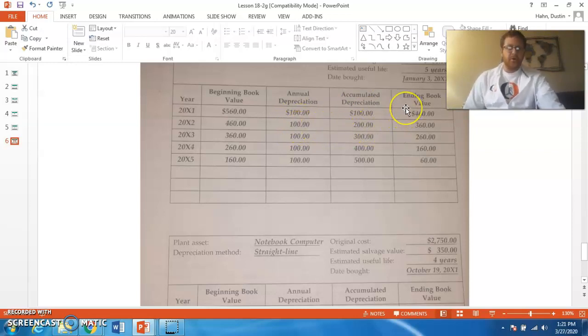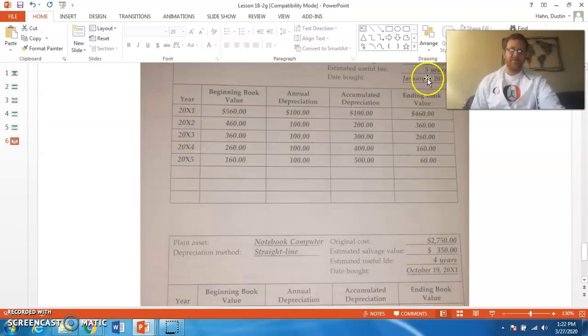Now your ending book value. Okay, ending book value, all you have to do is take your 460 minus your 100, that equals your 360 again. Okay, because you started here at 460, year 2 it depreciated $100. That is your 360. Now bring that 360 back down, because now we're starting year 3.